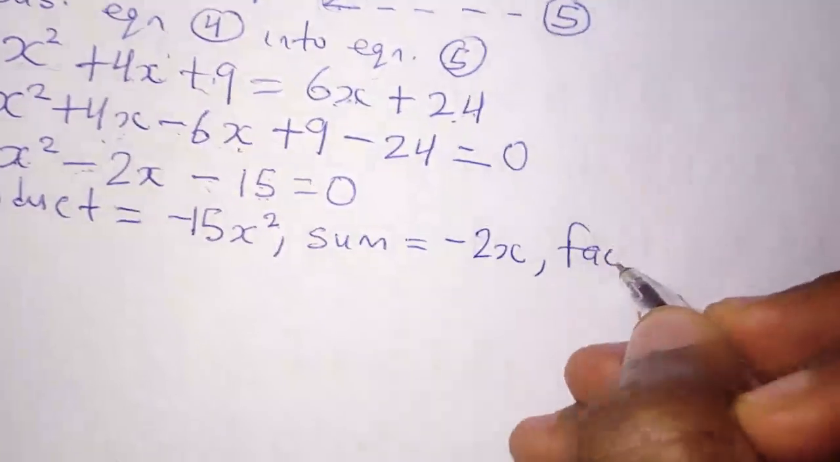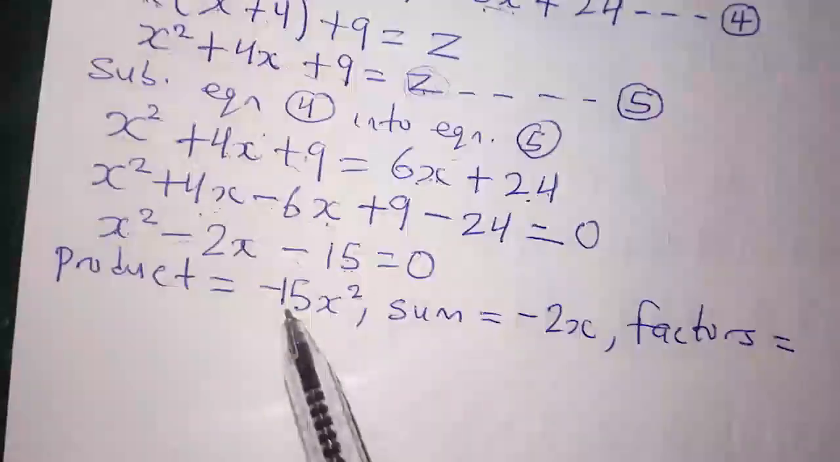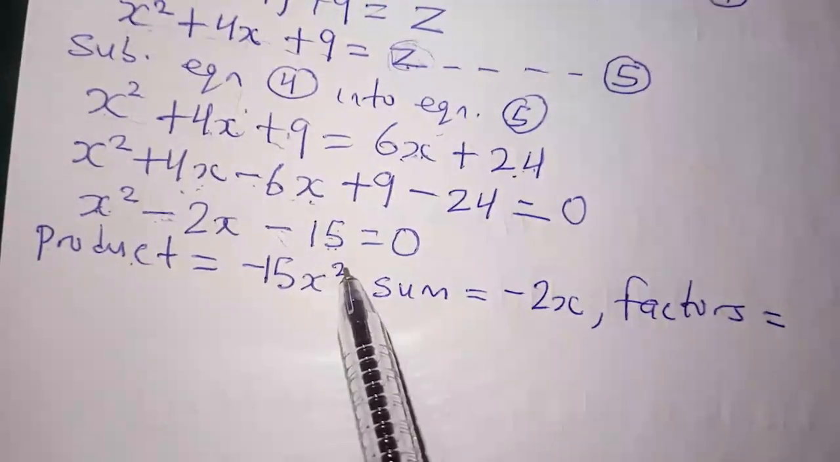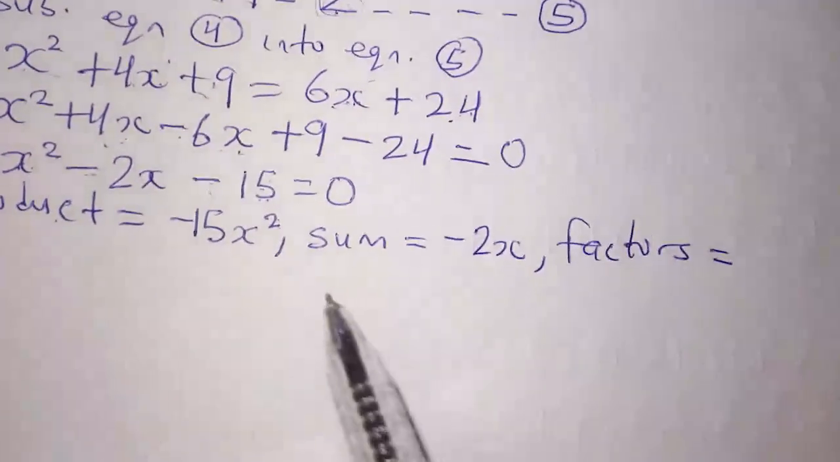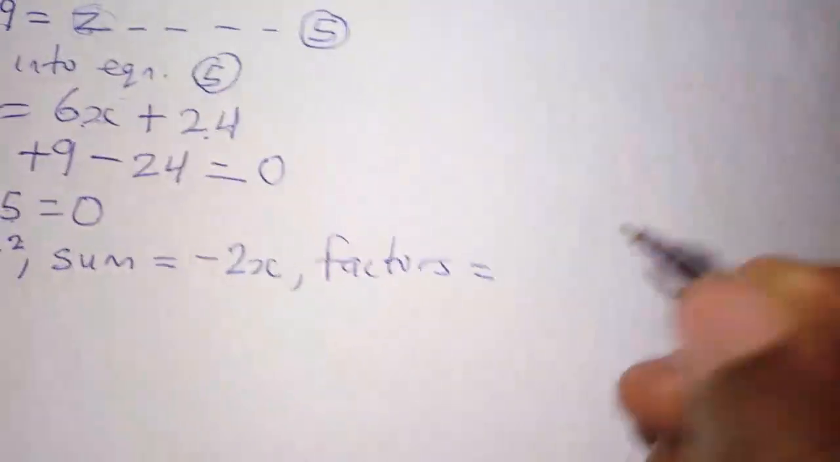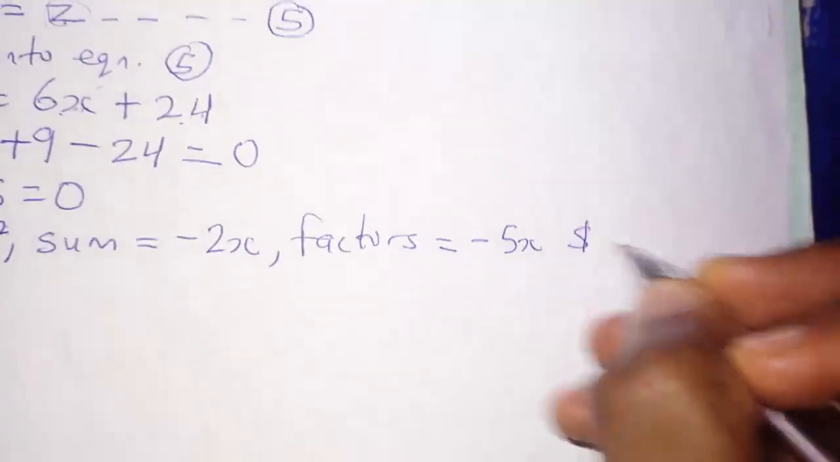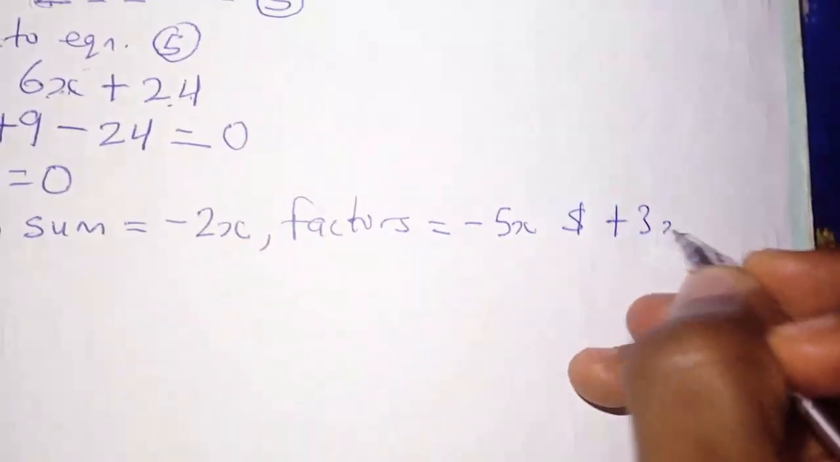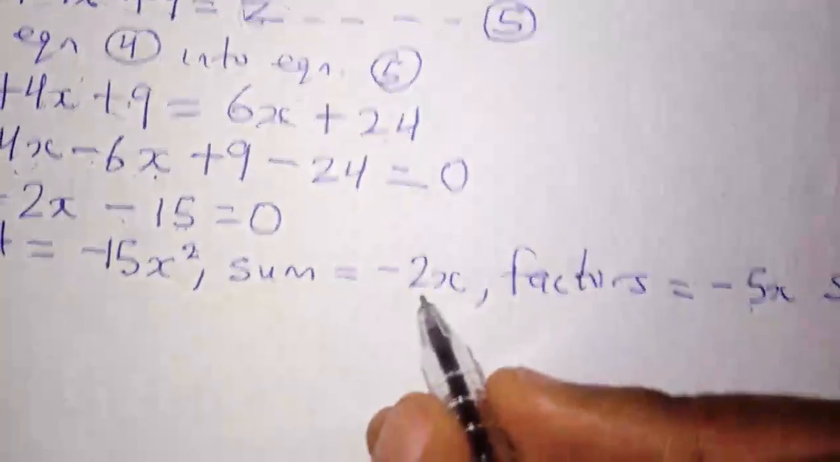Then we need two numbers, that's talking about the factors. We need two numbers such that when you multiply them, that's the product, you have minus 15x squared, and when you add them, you have minus 2x. The two expressions will be minus 5x and plus 3x. How? Minus 5x plus 3x, when you add them, will give you minus 2x.